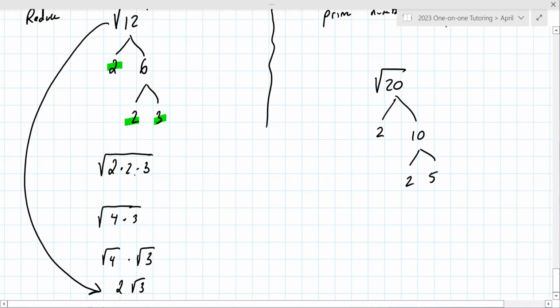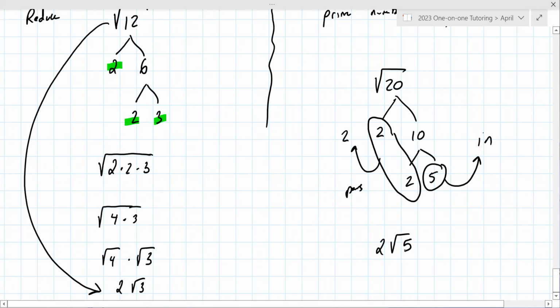Now, rather than rewriting all this, because this gets really cumbersome, you look for pairs. You say, okay, there's a pair of 2s. And any pairs can be brought out. So you can bring a 2 out. This 5 doesn't have anything to pair with it. It's left in. So your answer is 2 square root of 5.